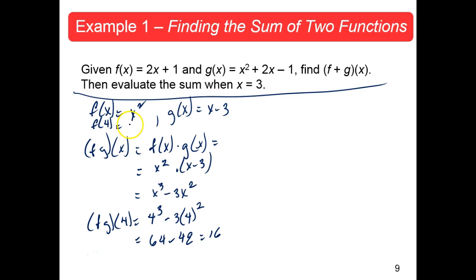What was that? fg of 4. We're doing example 3, page 77, chapter 1, section 1.8. What's f of 4? 16. 4 squared is 16. What's g of 4? 1. And what's 16 times 1? 16. Yes, it works. Okay.